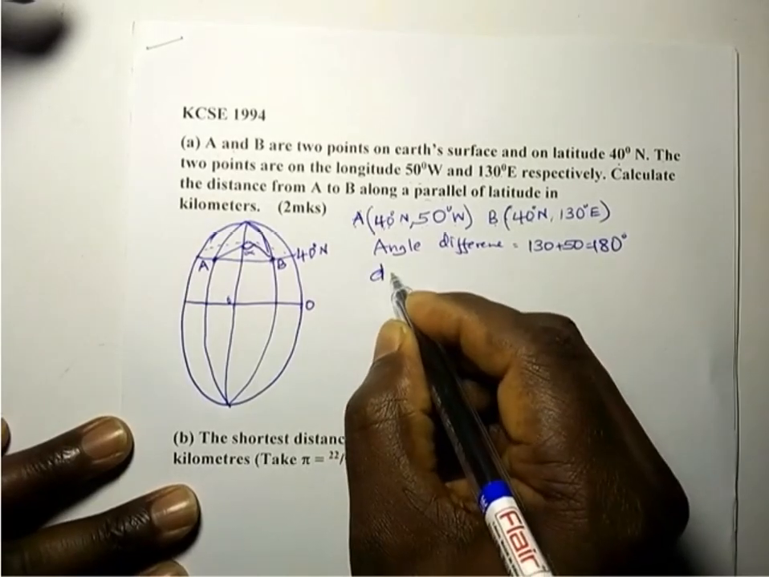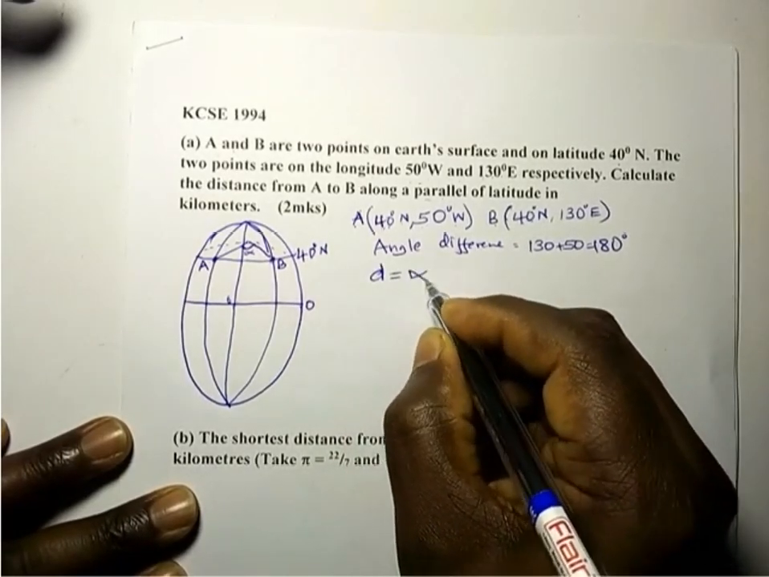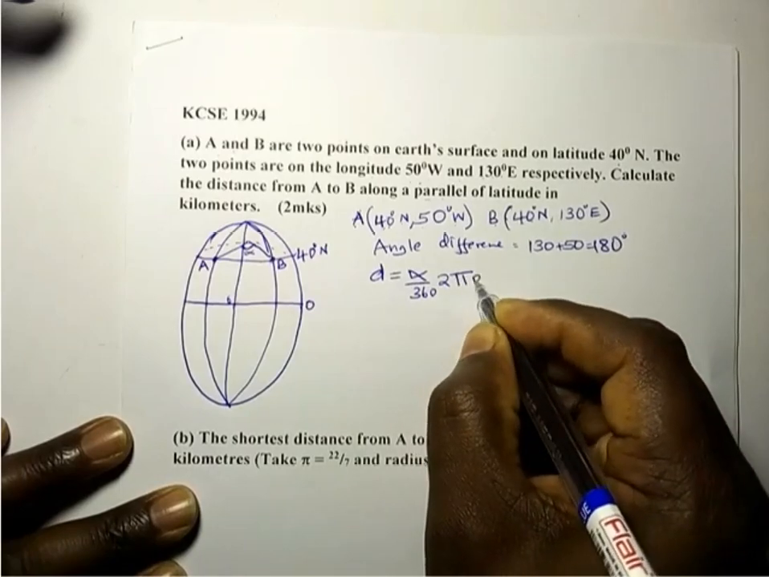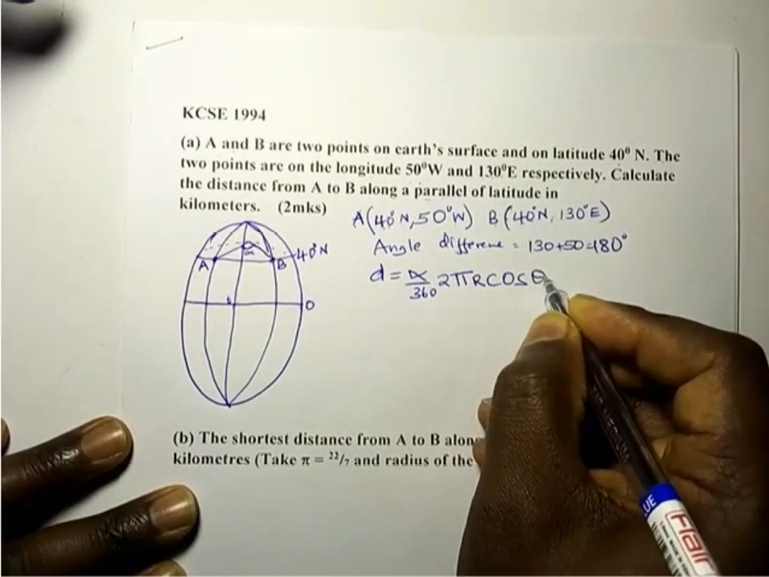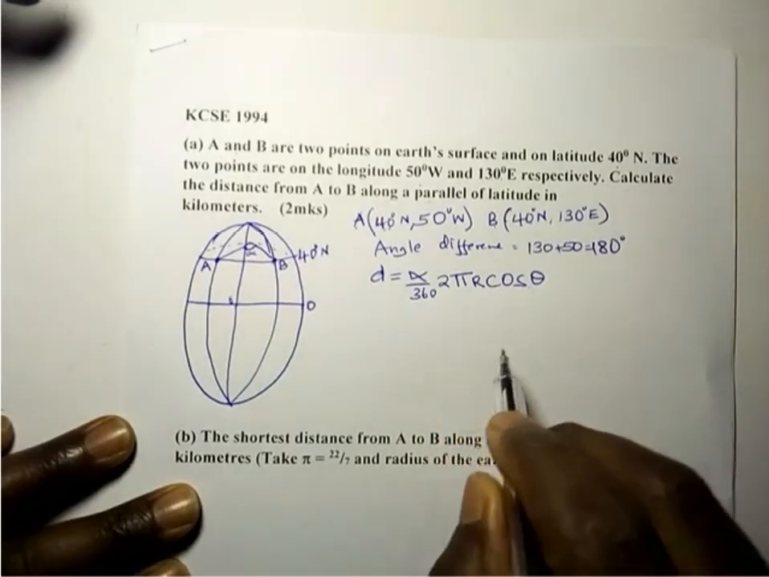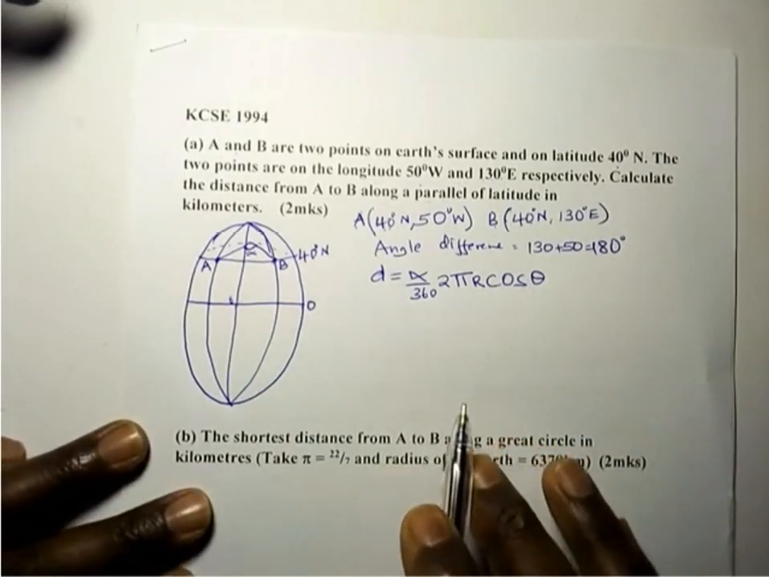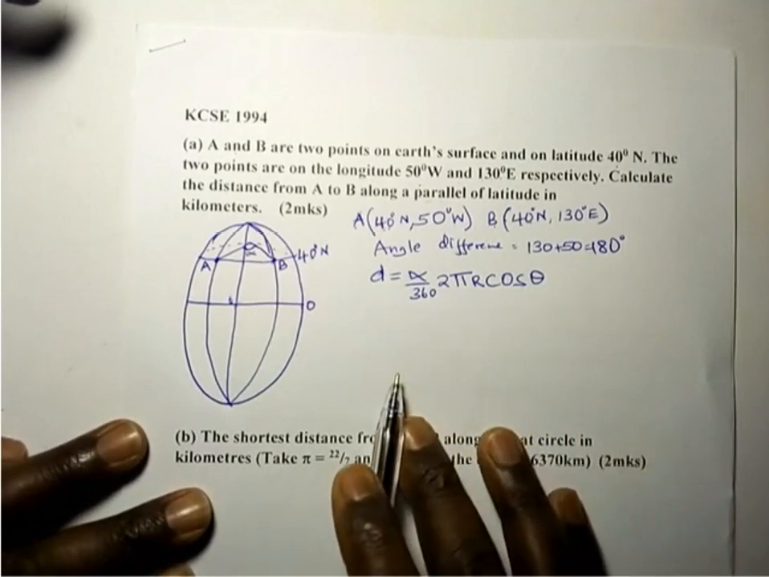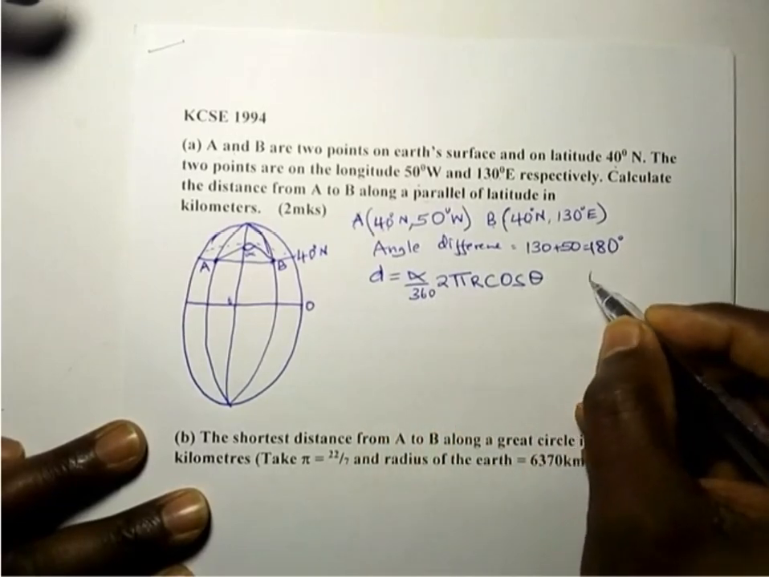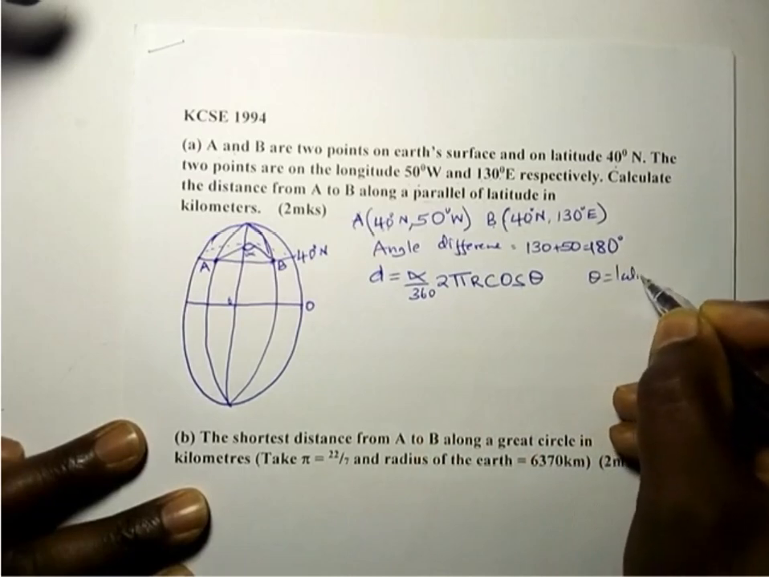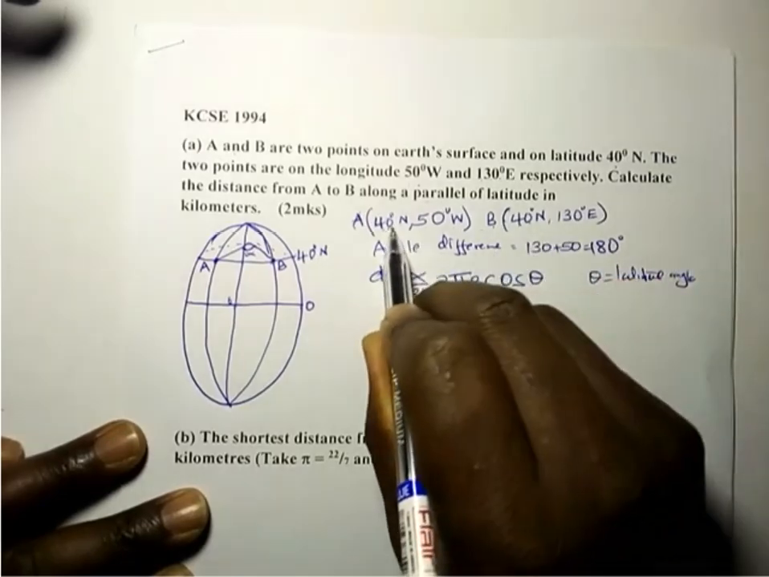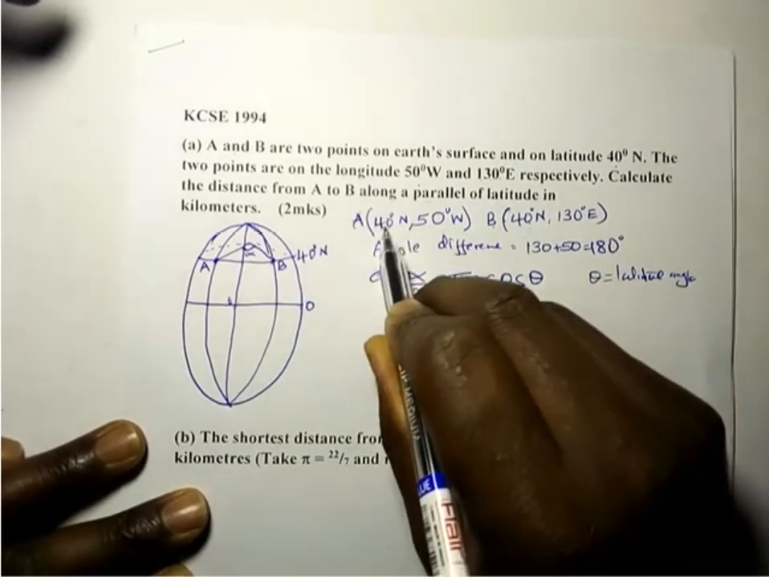So distance is given by alpha over 360 times 2 pi r cos theta. Because this one is a small circle. If it is a small circle, this is how we get the radius of that small circle. If you have not understood, I have made videos on latitude, please go through them. So now the alpha is this one, and this theta is the latitude angle. Our latitude here is 40, therefore the angle theta is 40.